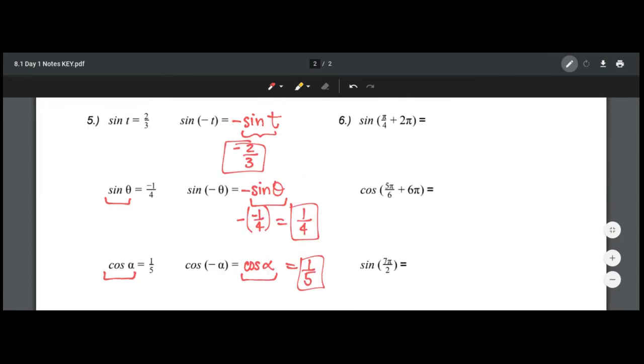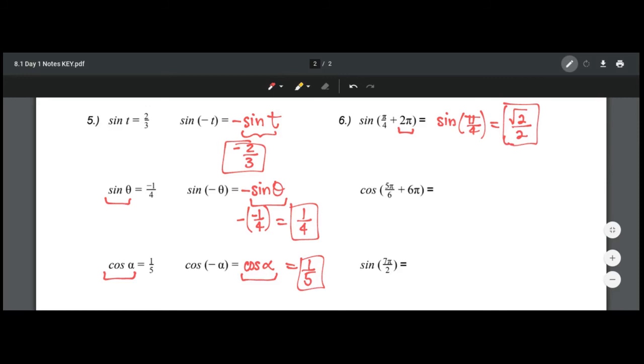Number 6 involves the periodicity of sine and cosine formulas, which is essentially going around to coterminal angles. You rotate around 2 pi or negative 2 pi, depending on which direction you're going, as many times as you need to. So by going once around the unit circle, this expression is still the same as sine of pi over 4, and that's a 45, 45, 90 right triangle, so that gives us a y-coordinate of root 2 over 2.